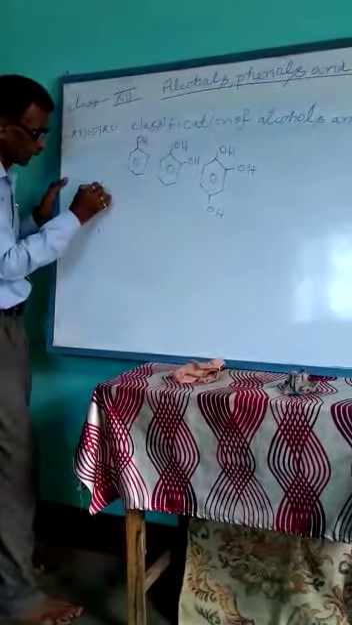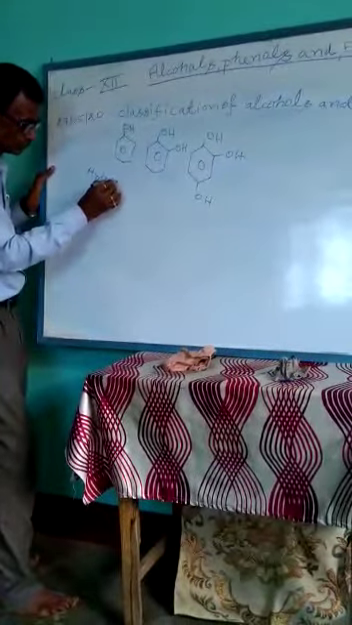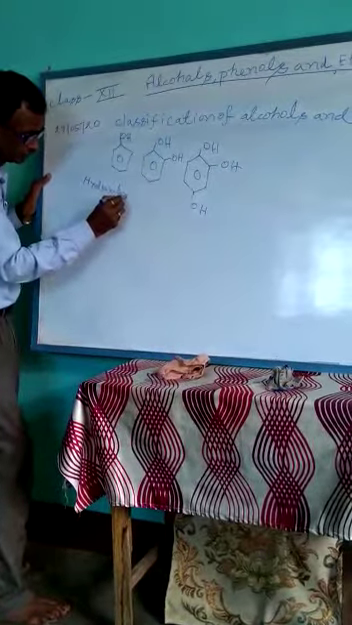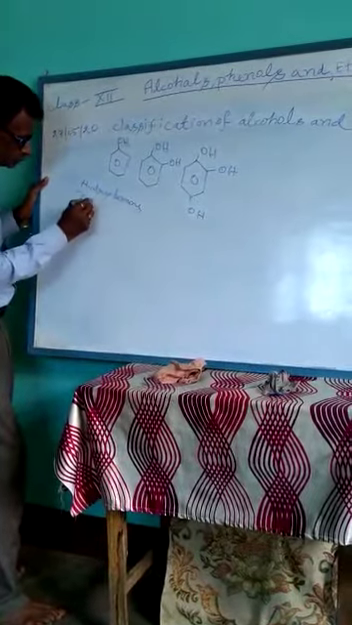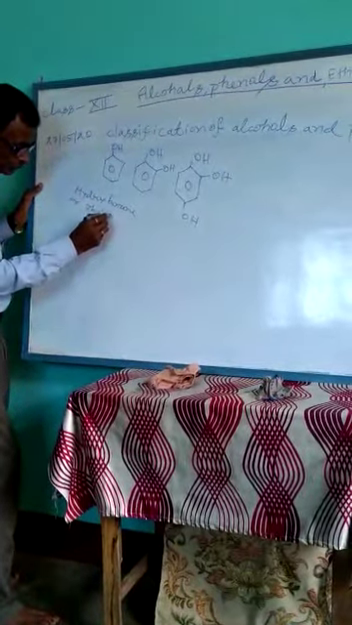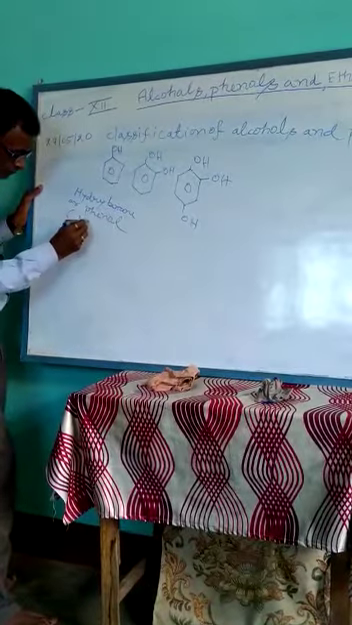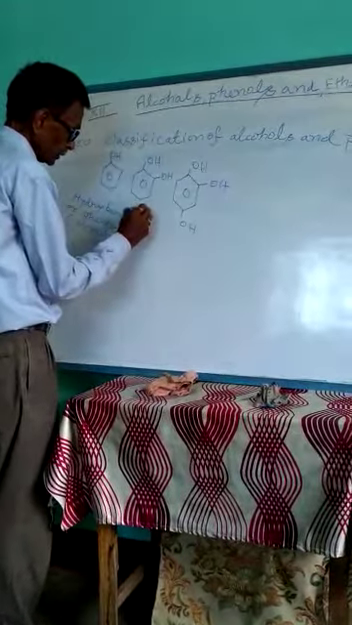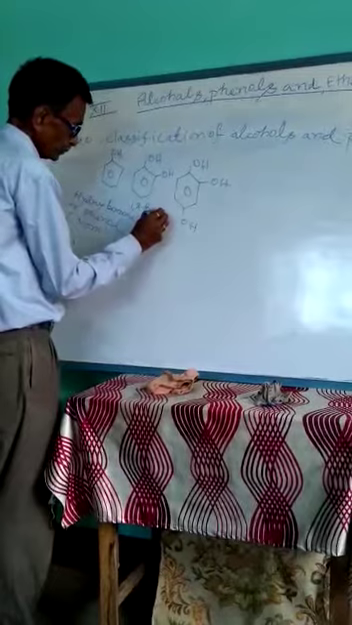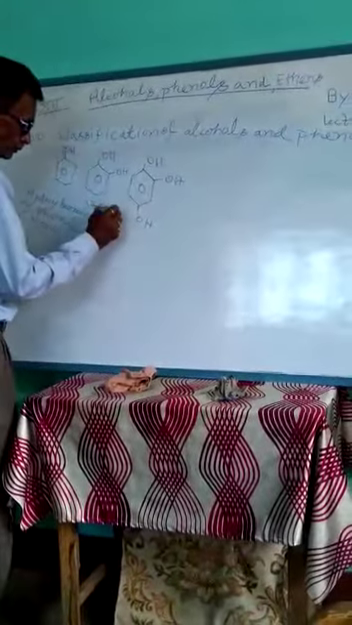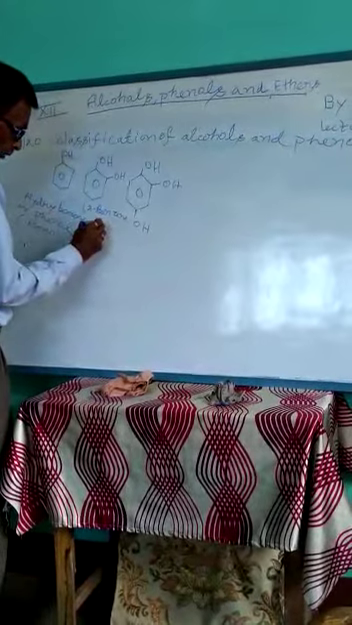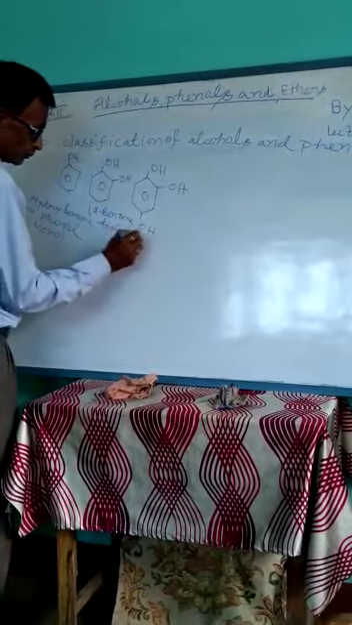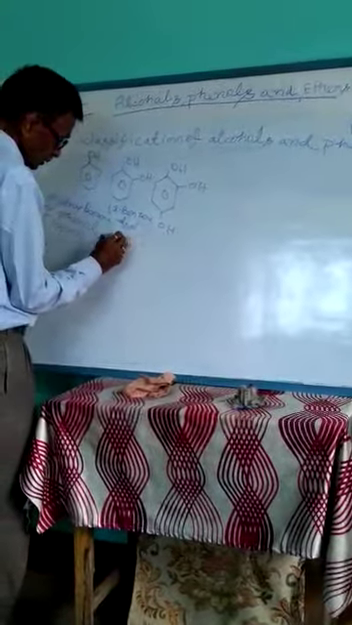This is your hydroxybenzene, benzene or phenol, monohydric. This is your 1,2-benzene diol. Dihydric.